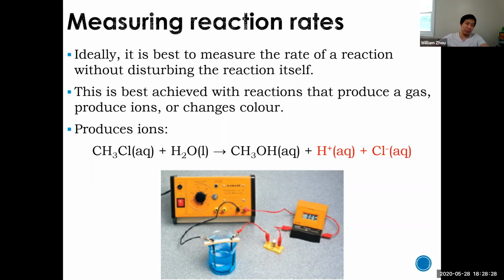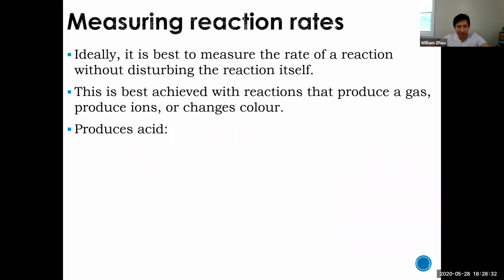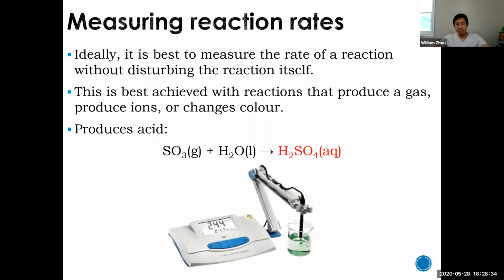So this method can work if you produce ions. Now, if you produce an acid, you can measure the pH. For example, if you put sulfur trioxide into water, it will dissolve into sulfuric acid. The presence of an acid will lower the pH, so you can just measure the change of the pH. The faster the pH changes, the faster the rate of reaction. And of course, you can do the same thing with a base. If you produce a base, the pH will still tell you.